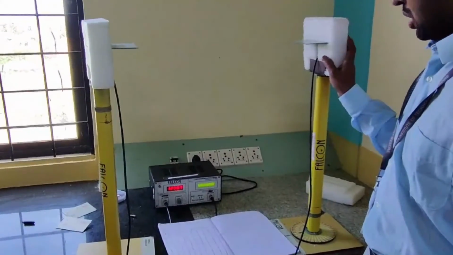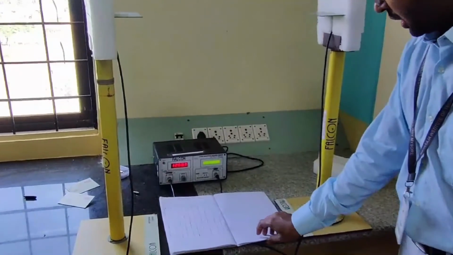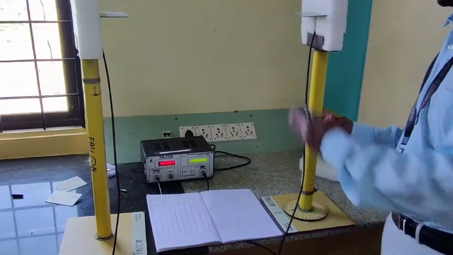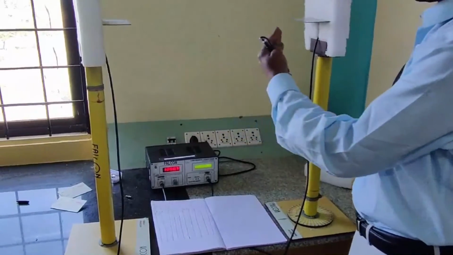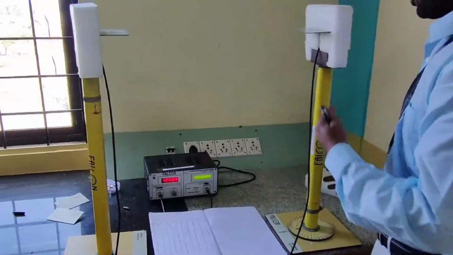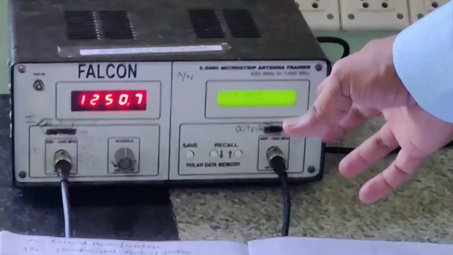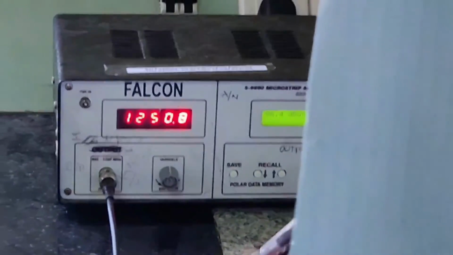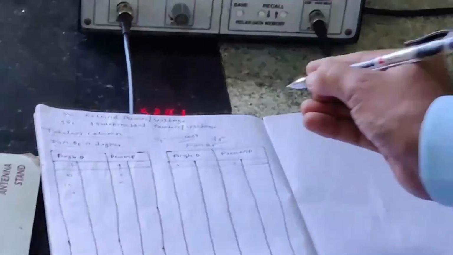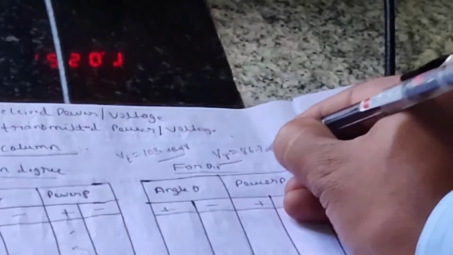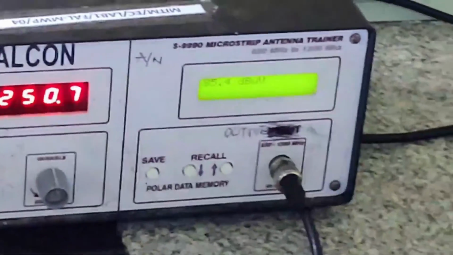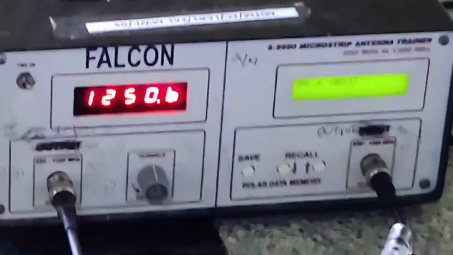For theta E measurement, this is the arrangement as explained earlier. The transmitter and receiver are in line of sight. At this point, whatever power we are observing, that is 86.7 dB microvolt, is our VR for this antenna. VR is the received voltage level, or in microwaves we say power level. VT is around 103 dB microvolt, and VR is 86.7 dB microvolt.